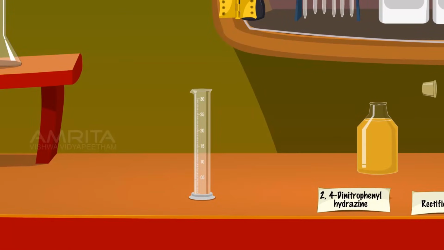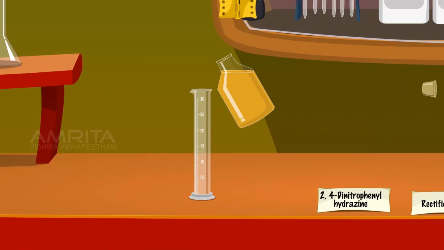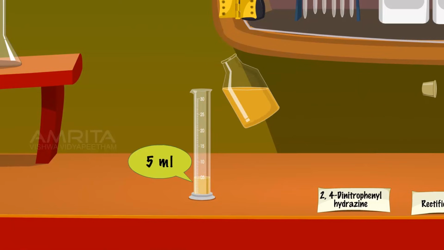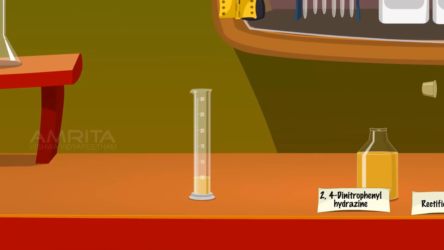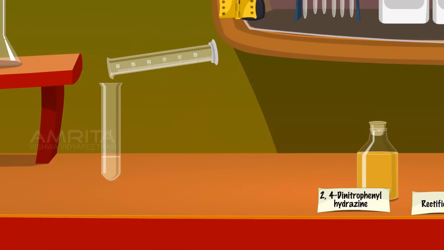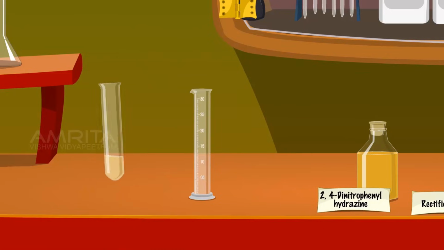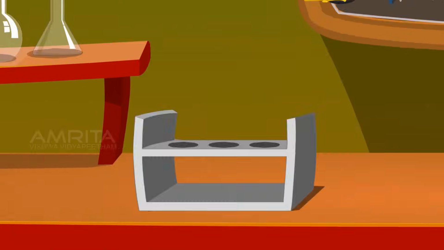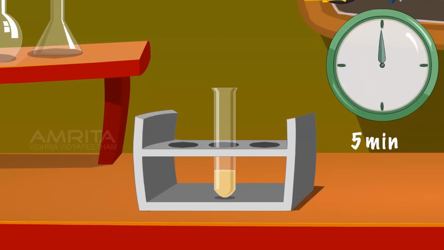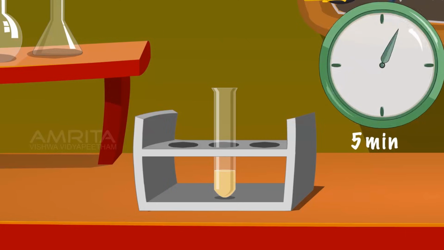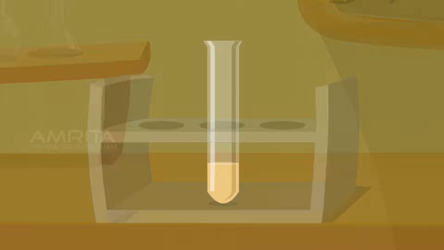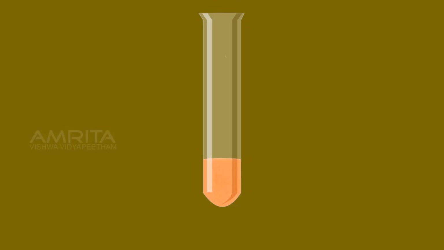Take 5 ml of 2,4-dinitrophenylhydrazine solution in a measuring jar. Add it to the test tube. Shake the mixture. Allow it to stand for 5 minutes. Yellow or orange crystals form, indicating the presence of aldehydes or ketones.